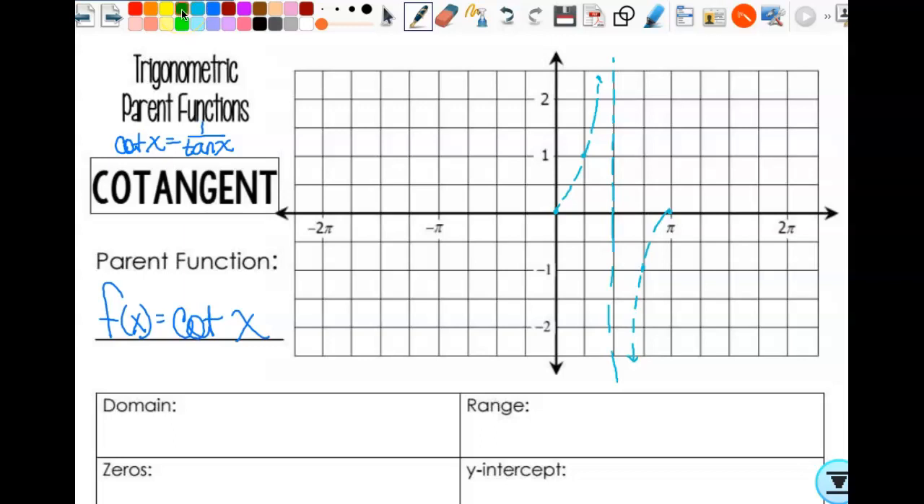Okay, so when tangent is 0, what is cotangent? Undefined. So that means everywhere tangent is 0, I have an asymptote. Right there and right there. At pi halves, tangent is undefined. What's the value of cotangent? 0. So where tangent has an asymptote, cotangent has a 0.